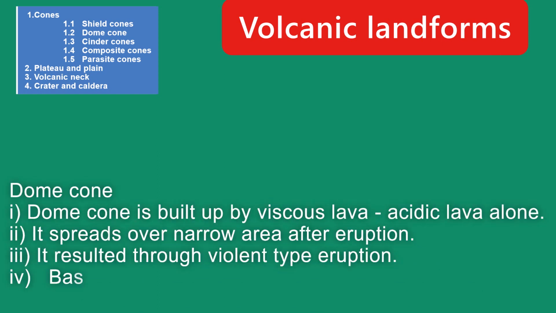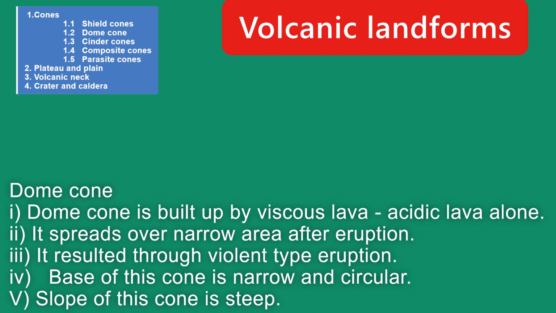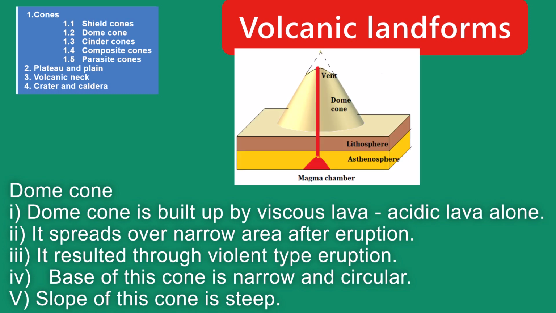Dome cone. 1. Dome cone is built up by viscous lava, acidic lava alone. 2. It spreads over a narrow area after the eruption. 3. It results from a violent type of eruption. 4. The base of this cone is narrow and circular. 5. The slope of this cone is steep.